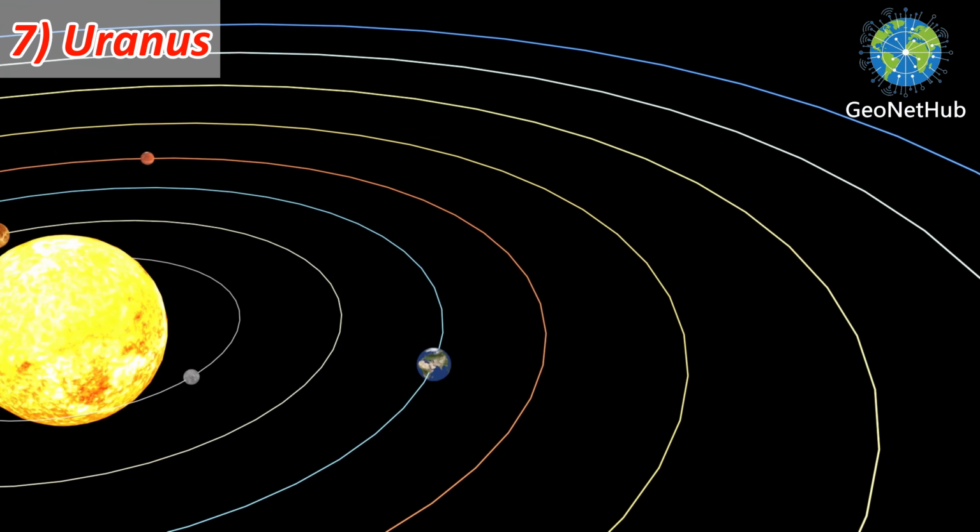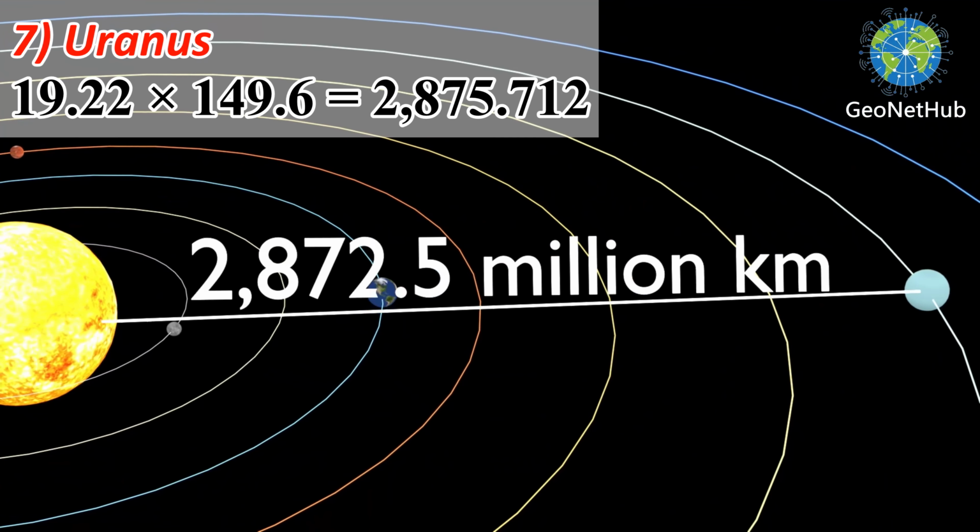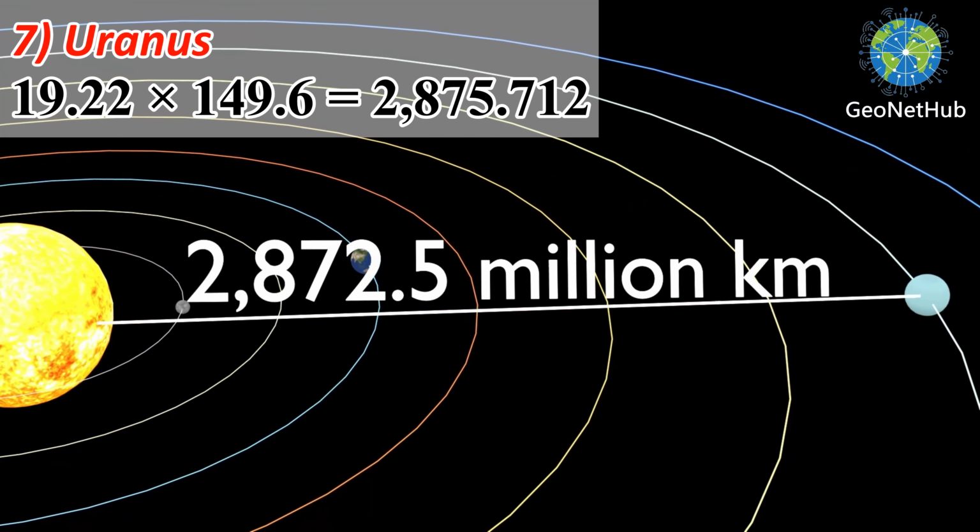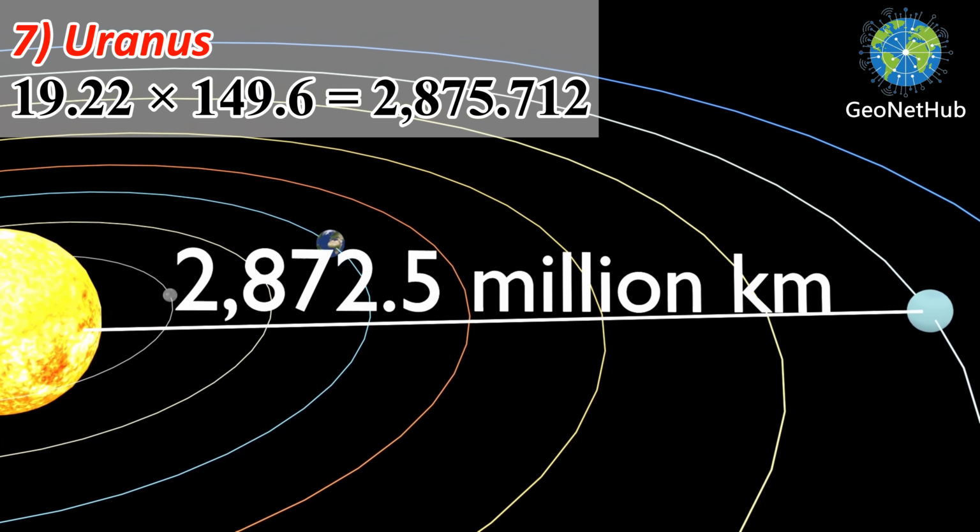Uranus. Uranus orbits at 19 astronomical units. It likely formed closer to the Sun and migrated outward.